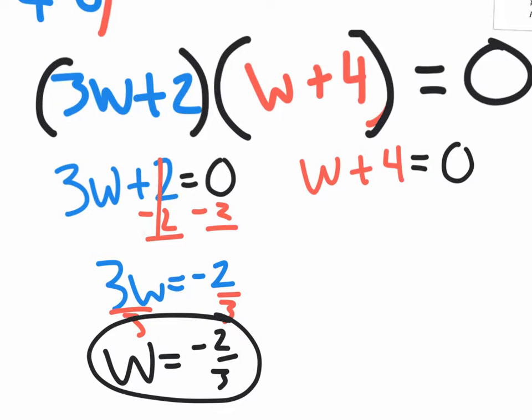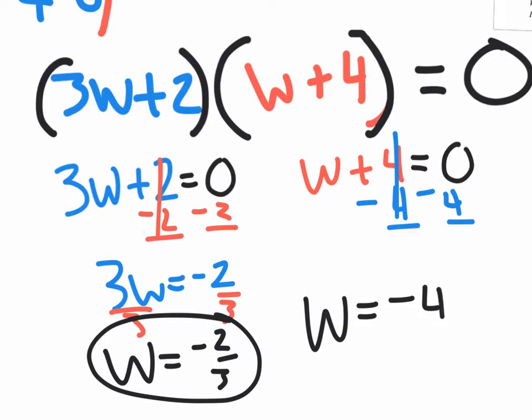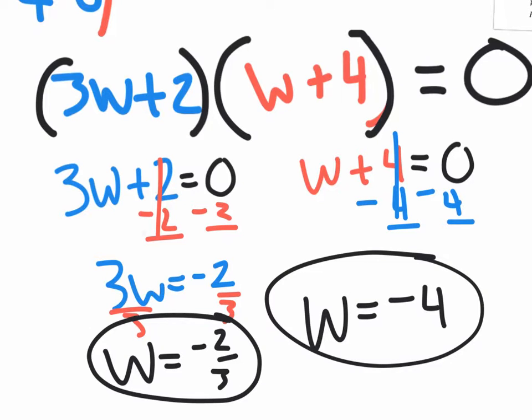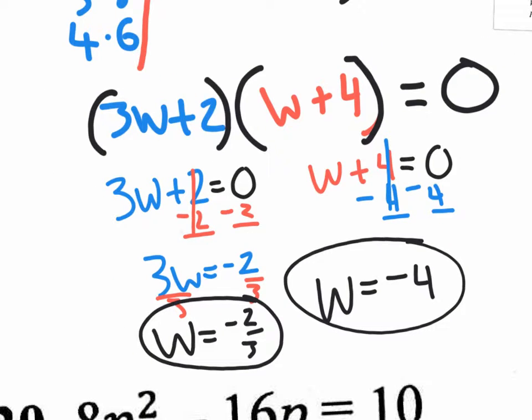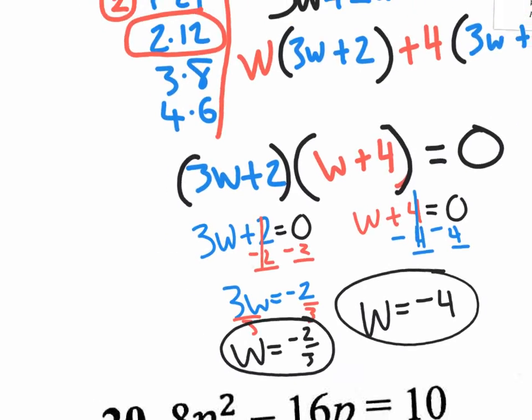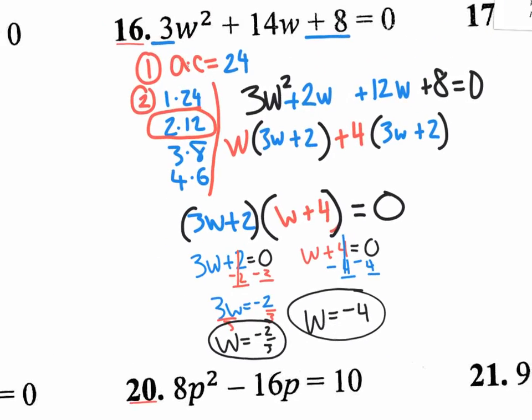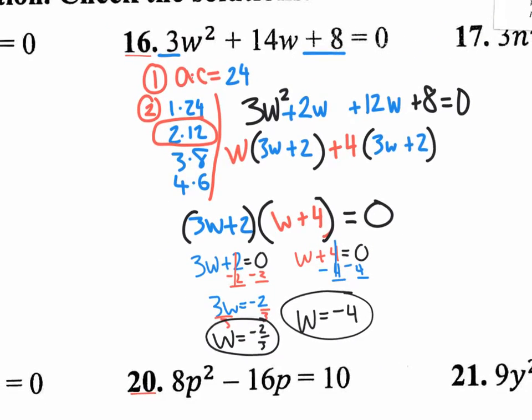The other one's super easy. It's a one-step equation, bless you. So you're going to take away 4 from both sides, cancels. You will have your answer w equals negative 4, your other answer. We are done. Yes, it takes a while. It took us 5 minutes on this video to go through that whole process. But those are the two answers for number 16.